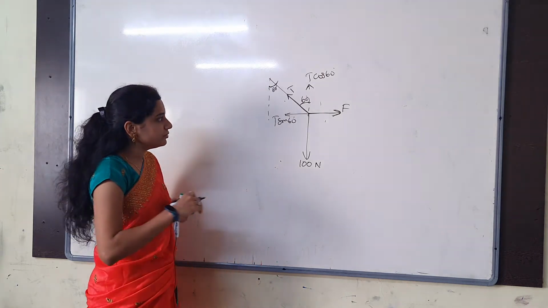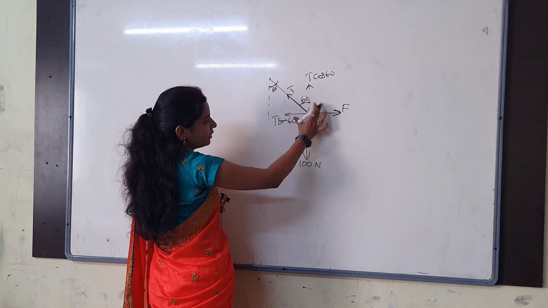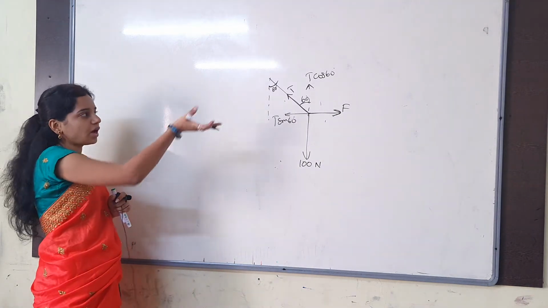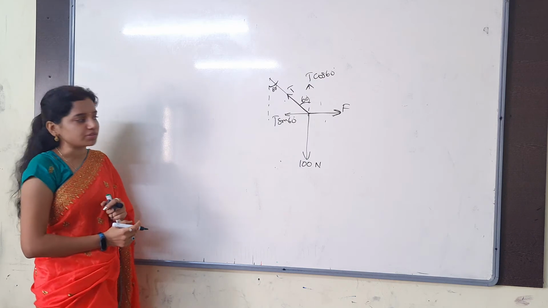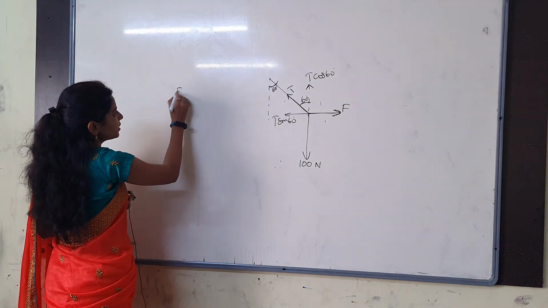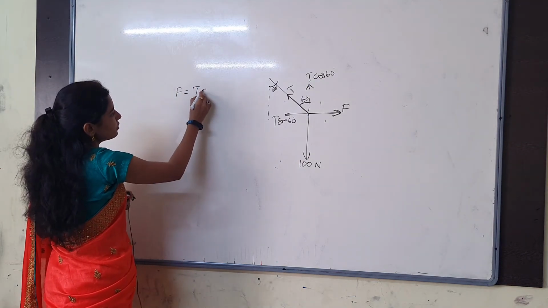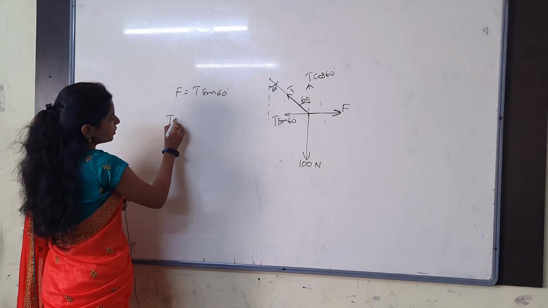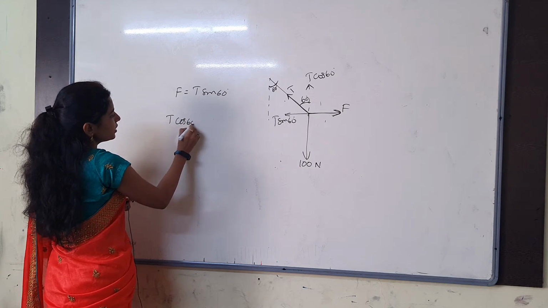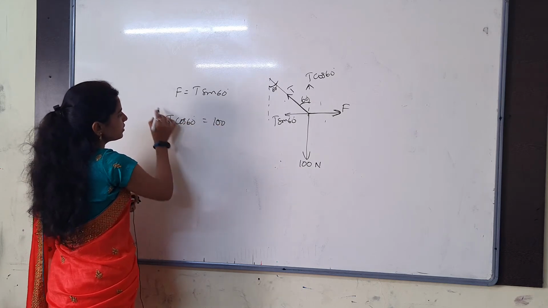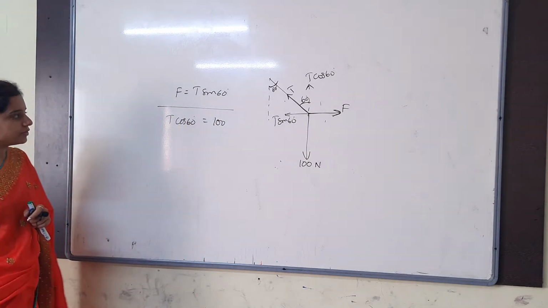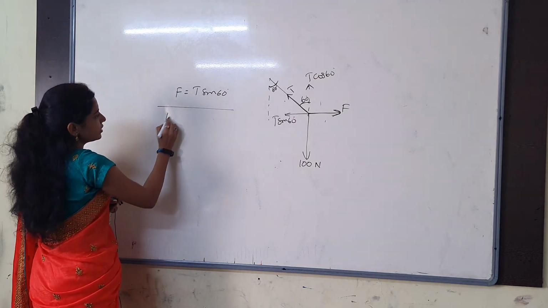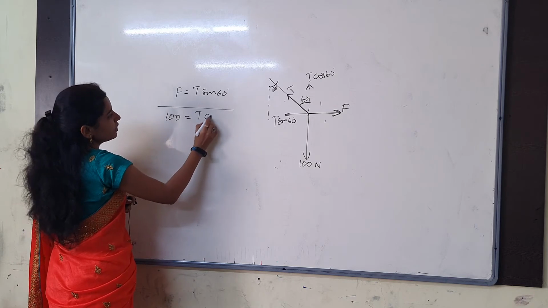Okay, now what can you apply? Equilibrium of forces. All the right side forces equal the left side forces, upward forces equal downward forces. Right side force is F, which equals T sin 60, and the upward force is T cos 60, which equals 100 newtons. Just divide them. We just take it in reverse. So 100 equals T cos 60.